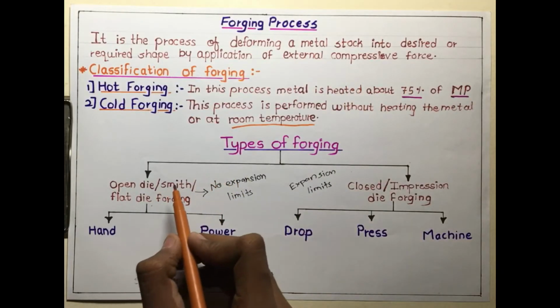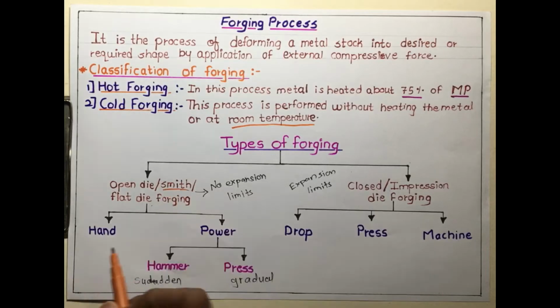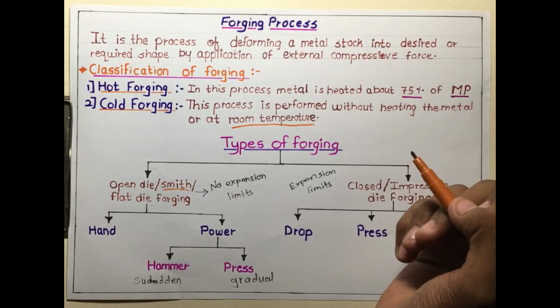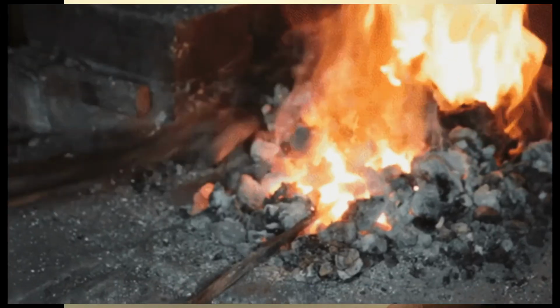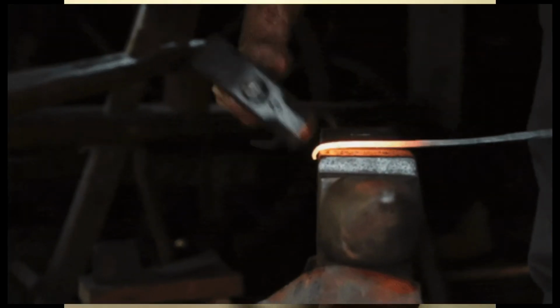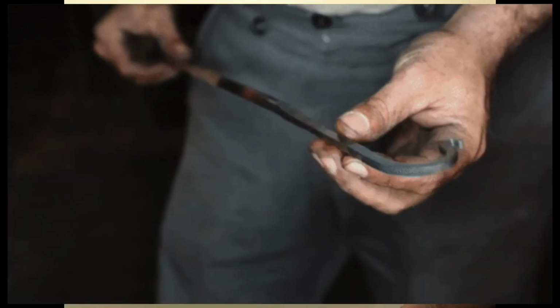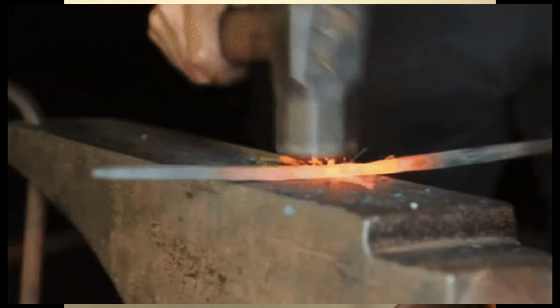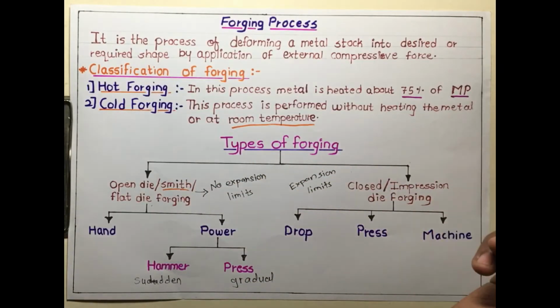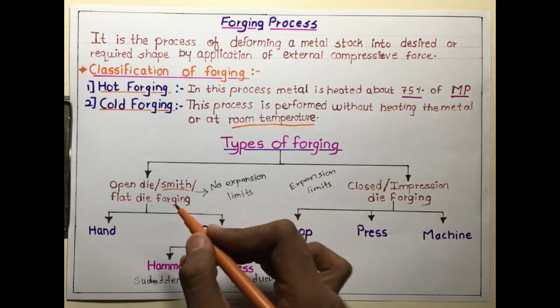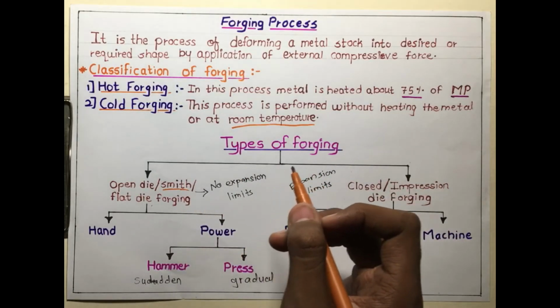Then there is smith forging. It is similar to the open die forging, but in this the hammer is struck on the workpiece by hand, and it is struck repeatedly on the workpiece till the workpiece gets deformed into the desired shape.